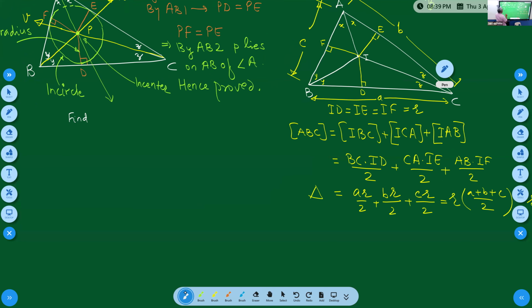Find inradius of triangle having sides 13, 14, 15. Let's go, it's simple math.